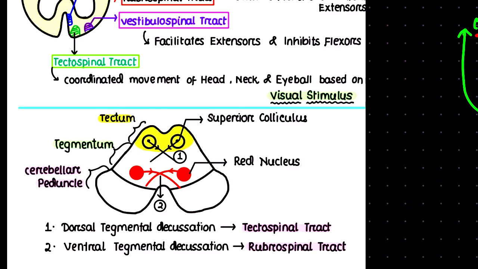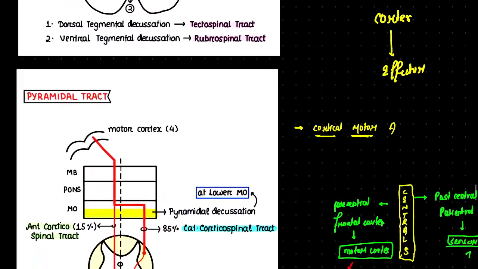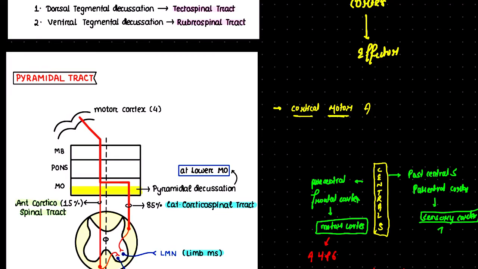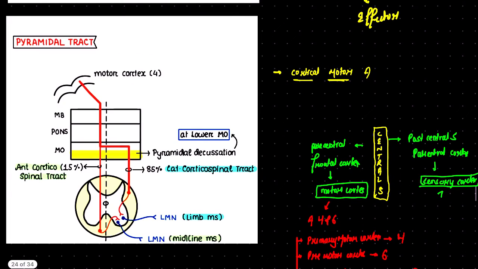Okay, now moving further, what is this? This is our pyramidal tract. It is the pyramidal tract, as I have already said, the corticospinal tract. Now in this diagram, as you can see, the highest center is our motor cortex.